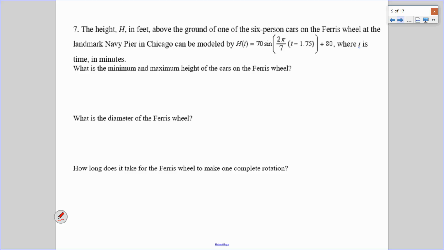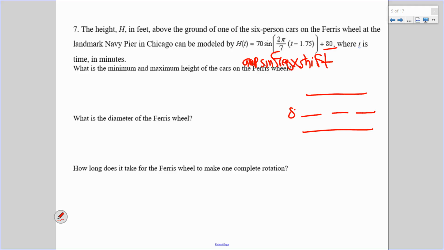All right, got another trig function here. I got my amp, sine, freq, and shift. This is very similar to the problem we just went over, because this is more of a real-life type situation. Let's do my little picture. My midline, my shift is 80. My amp is 70. So this is 80 plus 70, which is 150. 80 minus 70, which is 10. It's positive sine, so it starts in the middle, goes up first and then down.